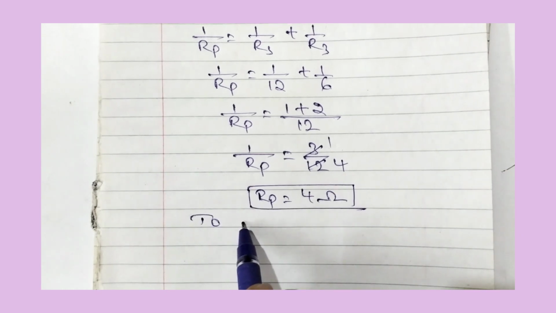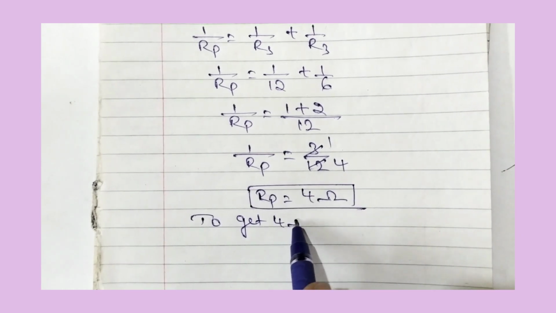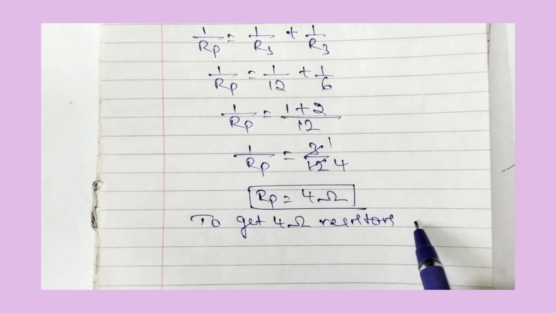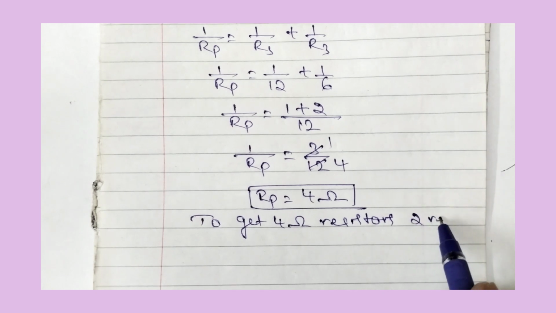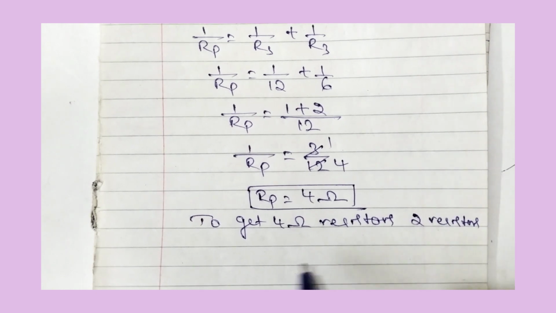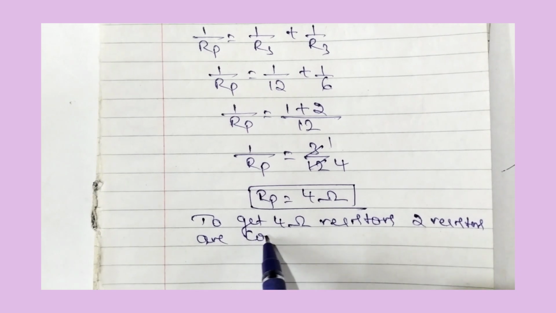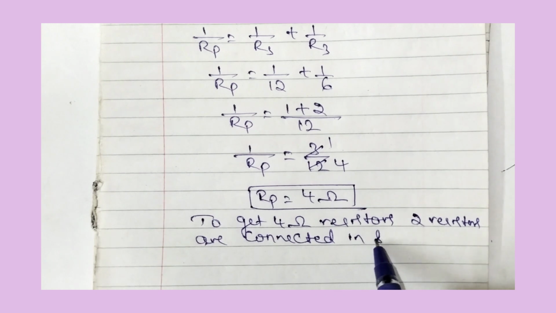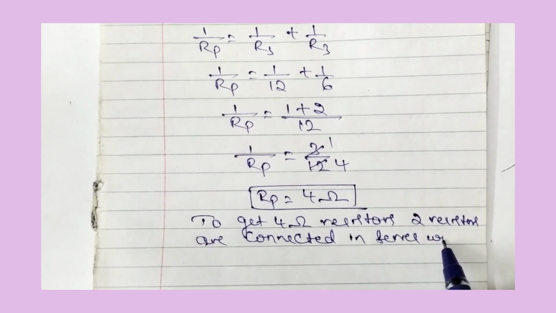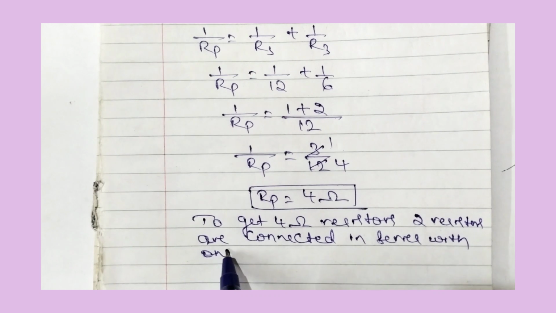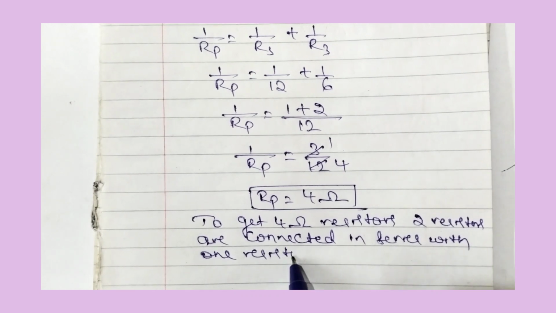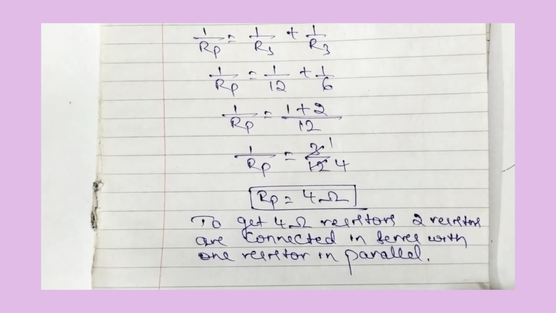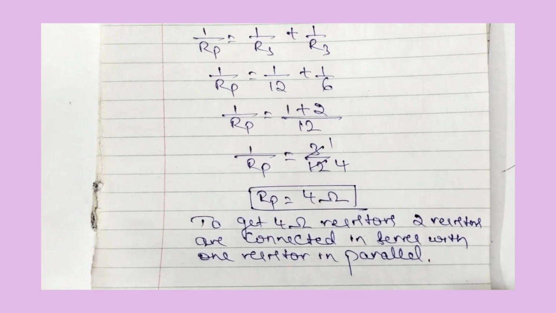To get 4 ohm resistance, two resistors are connected in series with one resistor in parallel. Like this, there should be a series-parallel combination.